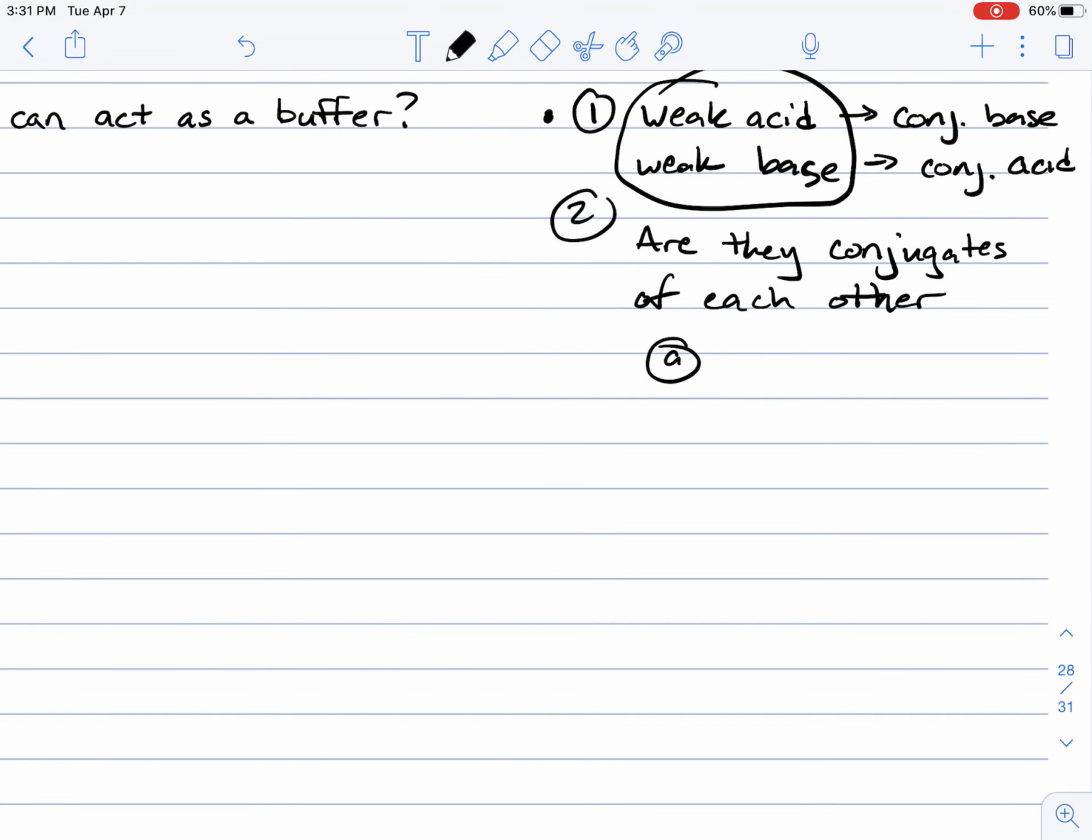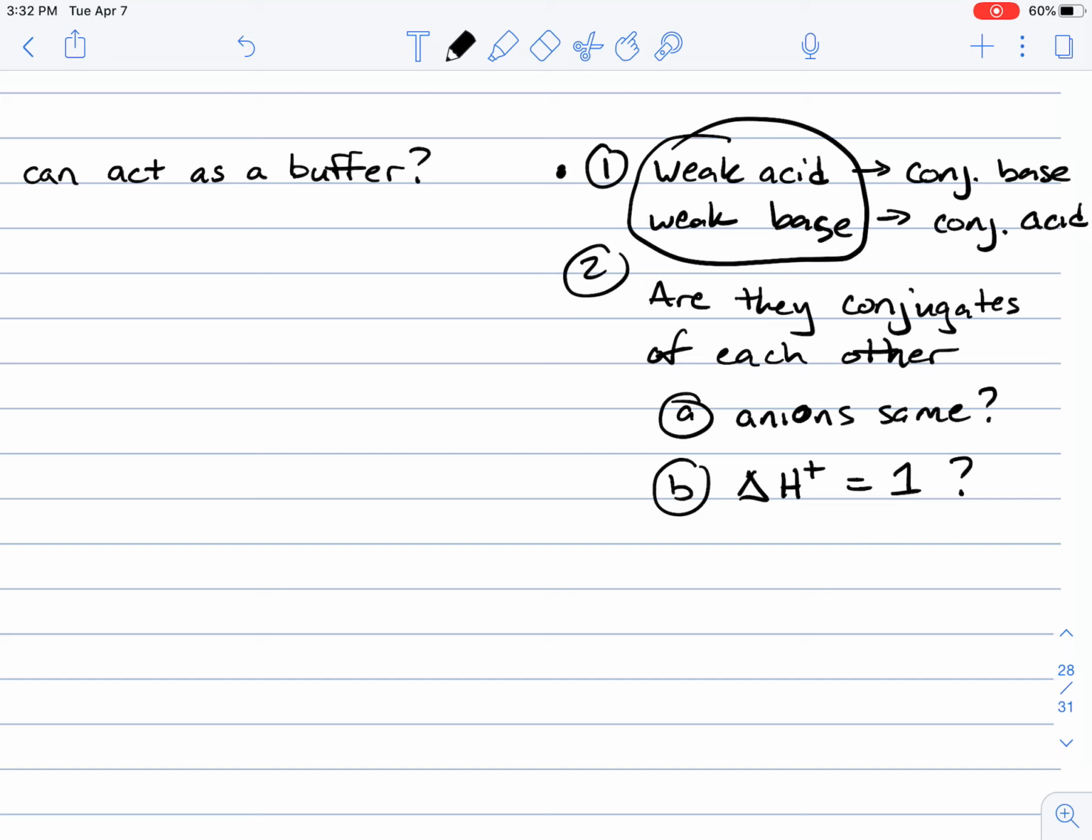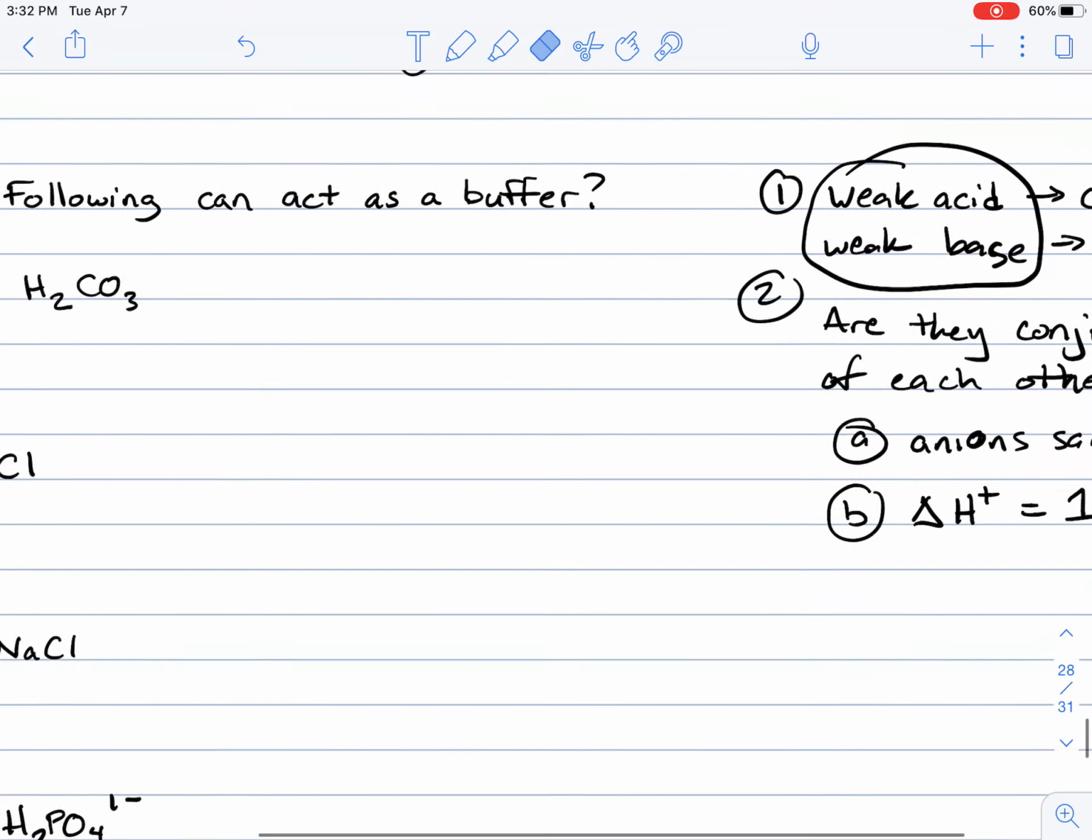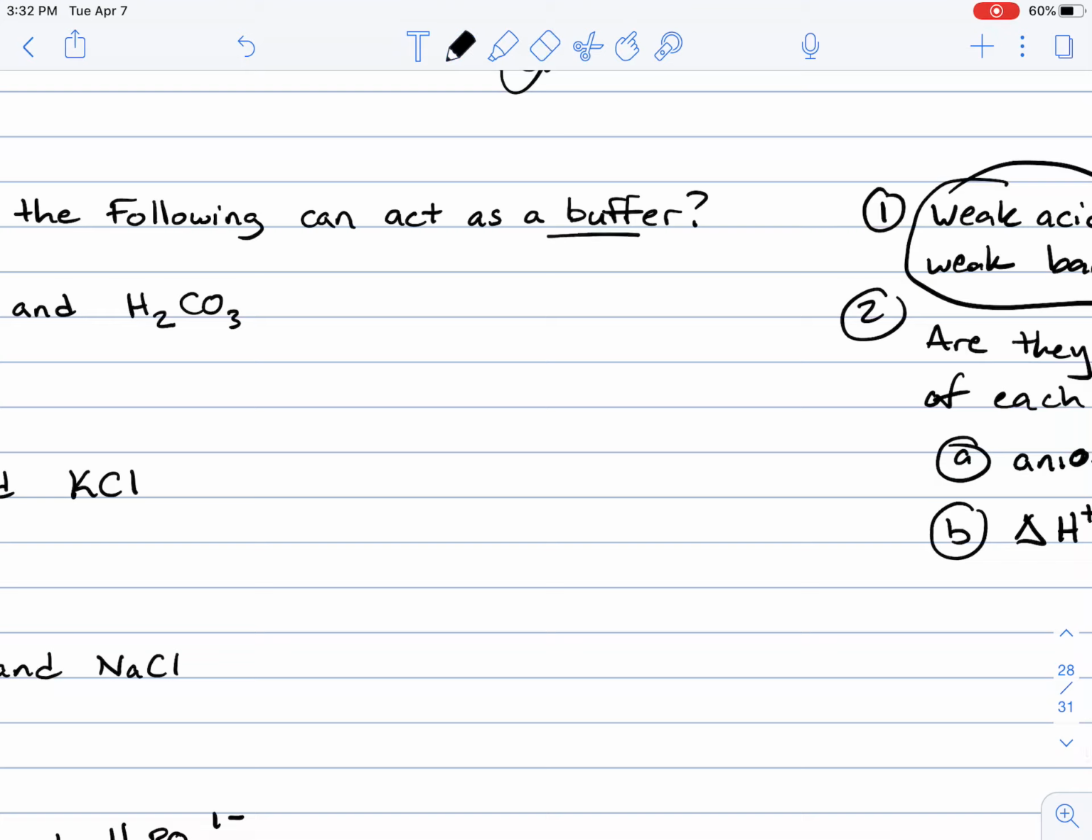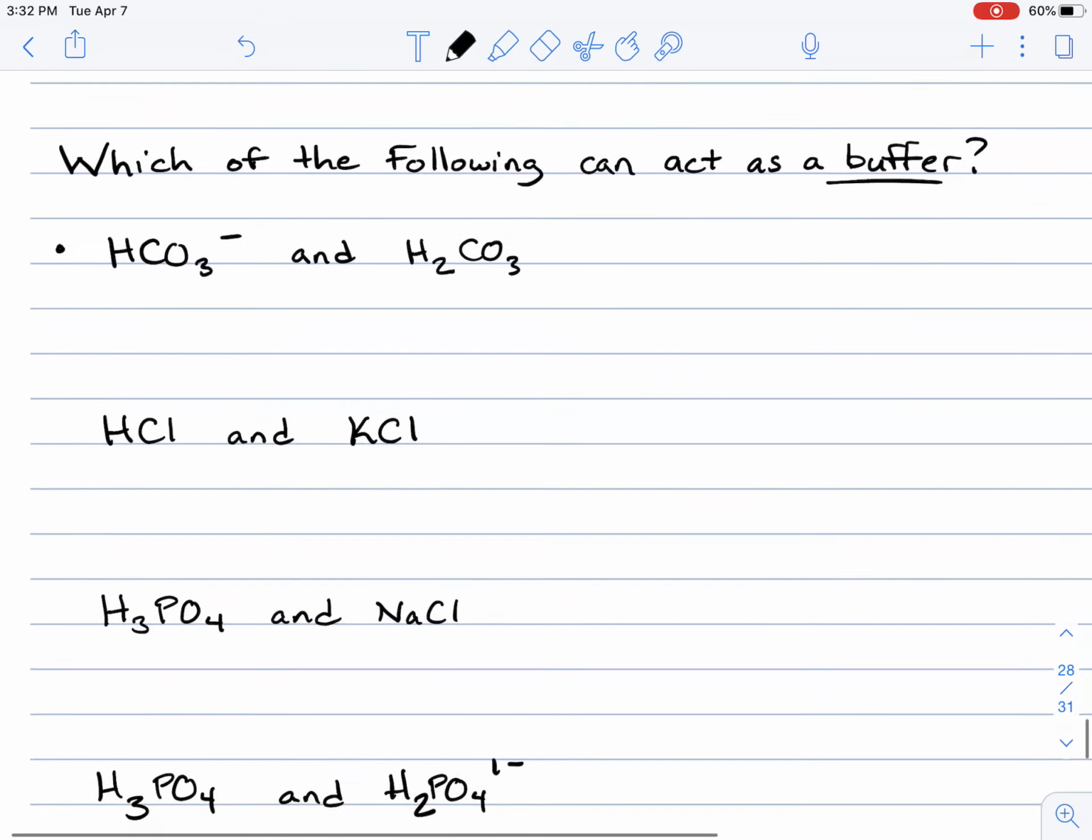So, are the anions the same? And the change in hydrogen ions, is that equal to 1? Okay. So if we're able to check every single one of these items off, then that will help us determine if the compounds in that pair can act as a buffer. So let's go ahead and look at the first.